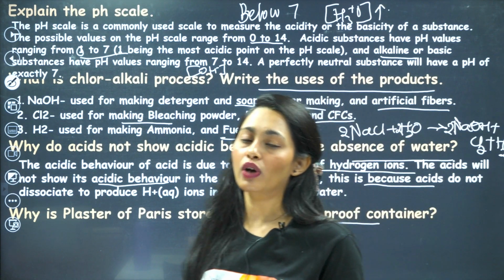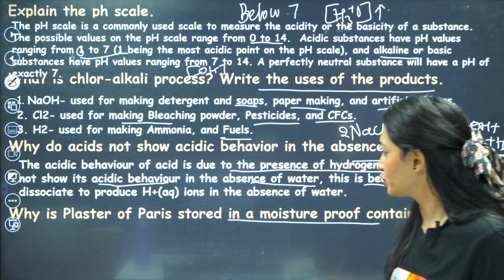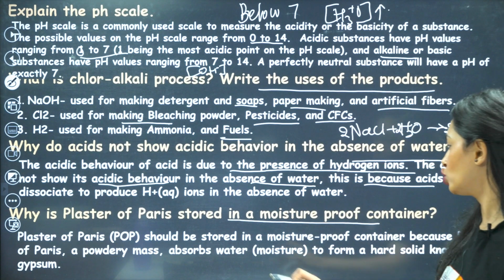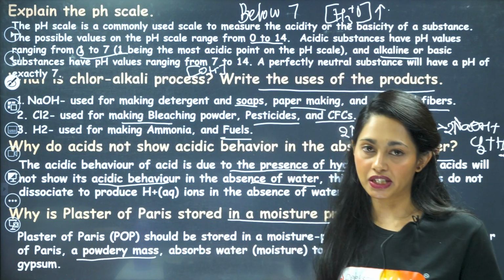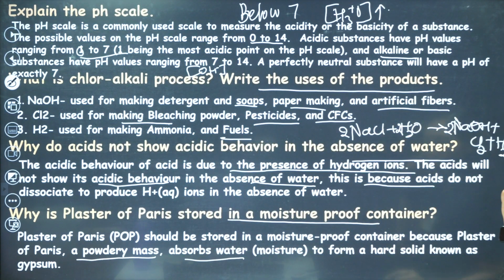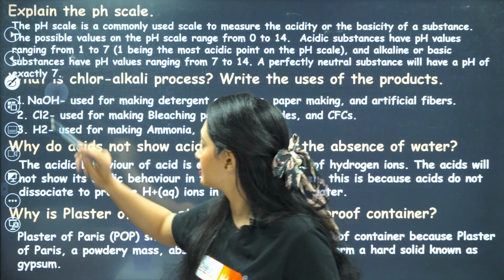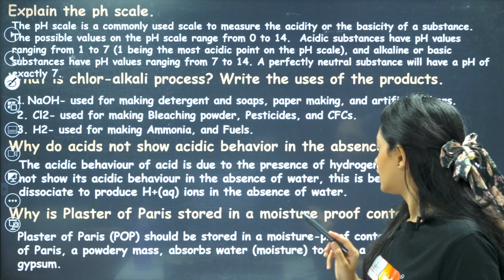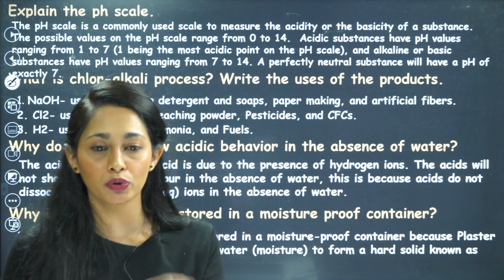You need to have an understanding about gypsum as well here. So what is going to happen? Plaster of Paris should be stored in a moisture proof container because it is a powdery substance. It absorbs water to form a hard solid known as gypsum. That's why it must be stored in a moisture proof container.